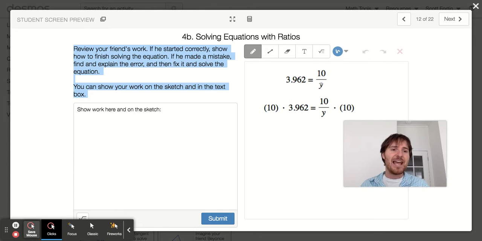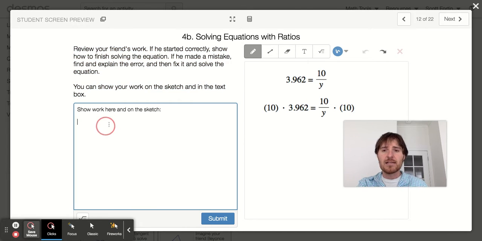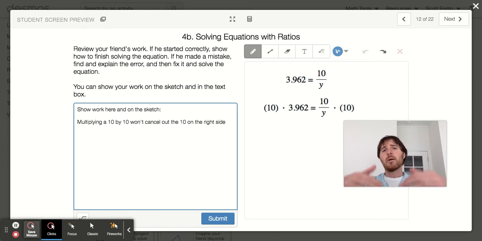They multiply both sides by 10. No, don't do that because 10 times 10 would be 100, and then you'd have 100 over y, and that's going to make no sense. So what I would say here is multiplying a 10 by 10 won't cancel out the 10 on the right side. Okay, so remember we want to divide by 10. Yeah, you can divide by 10. That's one way to do it. There are plenty of ways you can do this here.